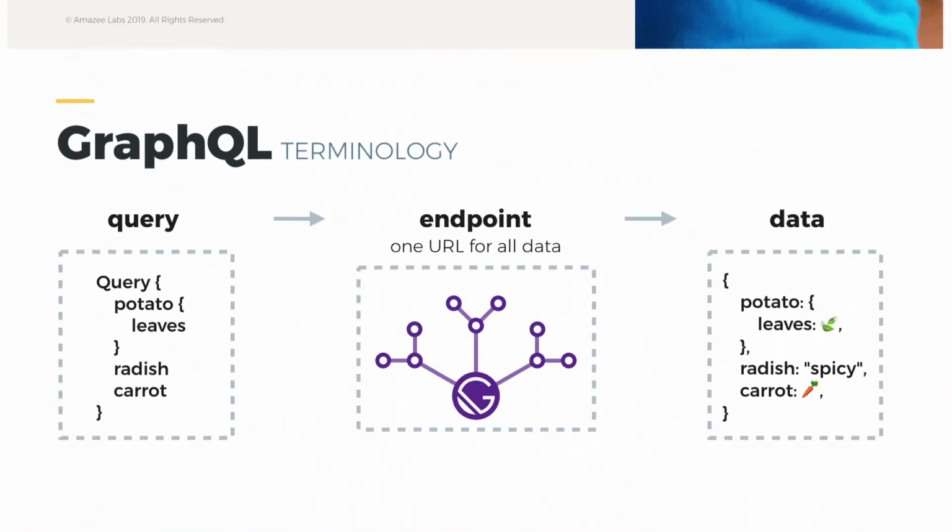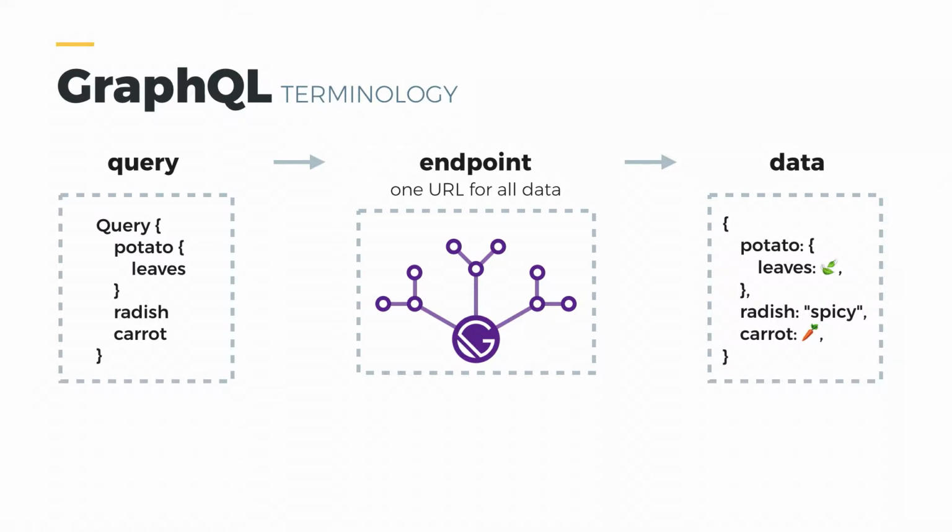Okay, so terminology, right? On the left here, we have a GraphQL query. It's pretty simple. It looks a lot like JSON a little bit, right? So you have your query, and we're asking for potatoes and radishes and carrots, right? And some nested data there. And you send that query to an endpoint.